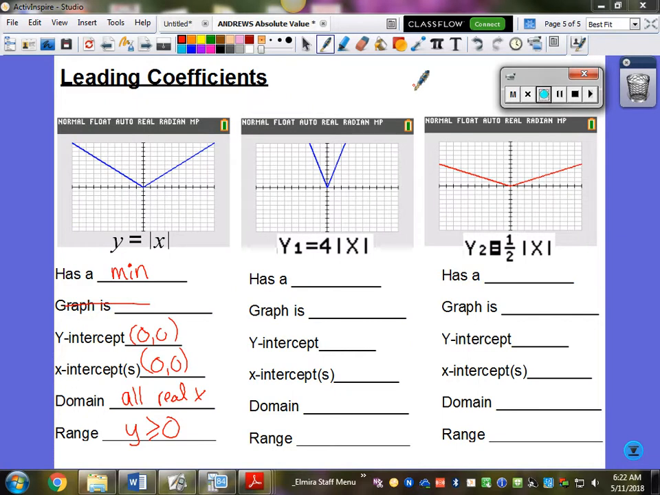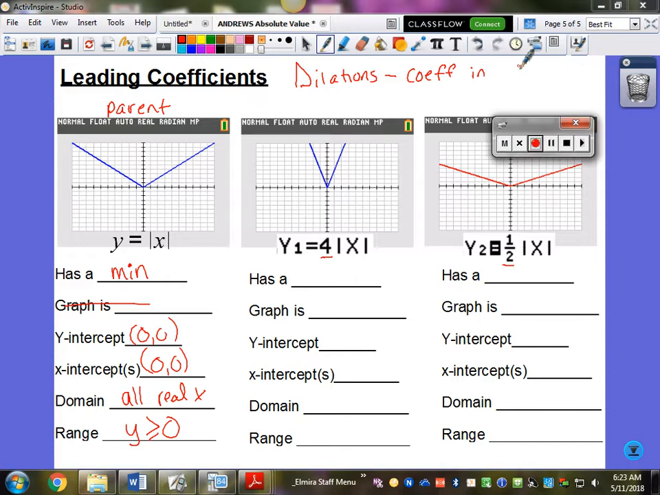So y is less than or equal to positive 2. Okay, lastly, we're going to do our dilations of the function, where each function is, we have our parent function in the beginning. Okay, now we're given a coefficient out in front. So what does a 4 do? What does a half do? Okay, so dilation, coefficient, in front of absolute value.